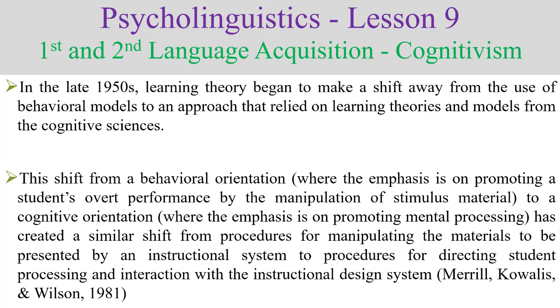So this new theory is a shift to a theory that relies on cognition rather than stimulus-response, rather than a mechanical way of learning. This is a shift from behavioral orientation, where the emphasis is on promoting student overt performance by the manipulation of stimulus material, to cognitive orientation, where the emphasis is on promoting mental processing. So there is this mental processing which is neglected by the behaviorists.